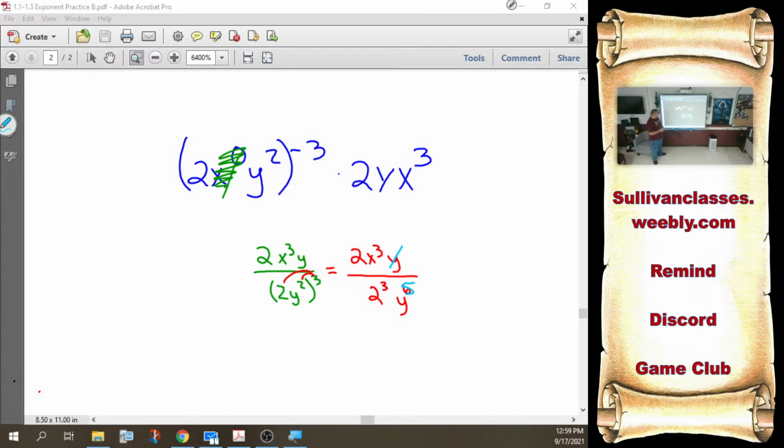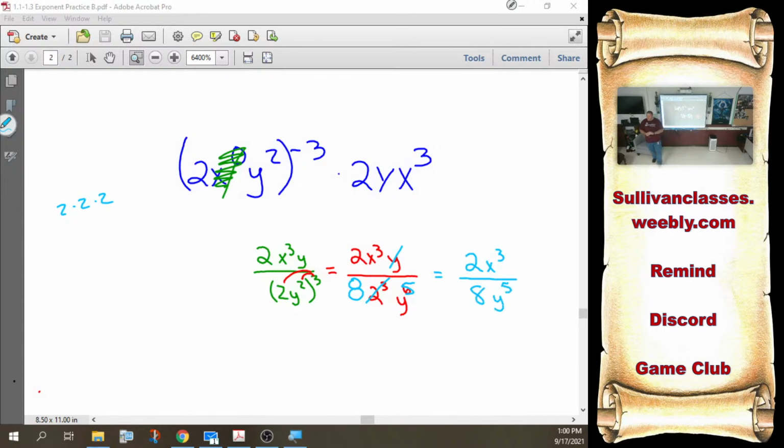Okay. Oh, hey, I know what 2 to the third is. We just did it. What is 2 to the third? 8. Remember, 2 times 2 times 2. I turned that 2 to the third into an 8. So now we're at 2x to the third over 8y to the 5th.